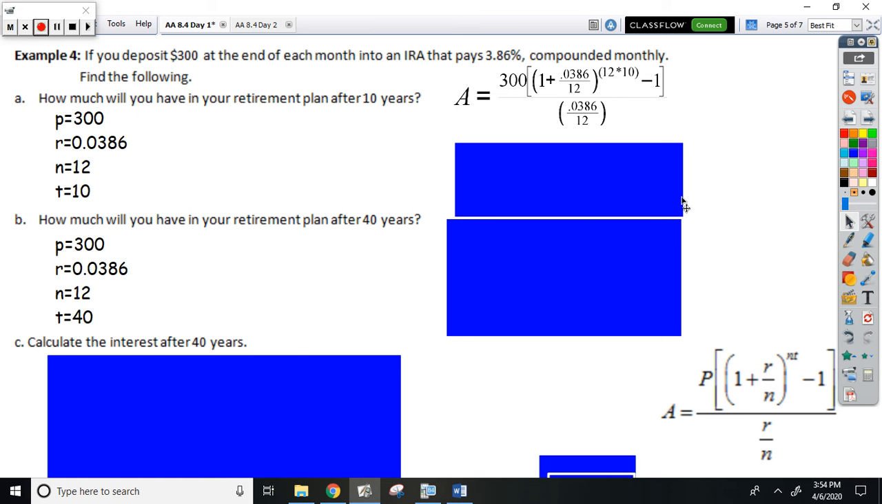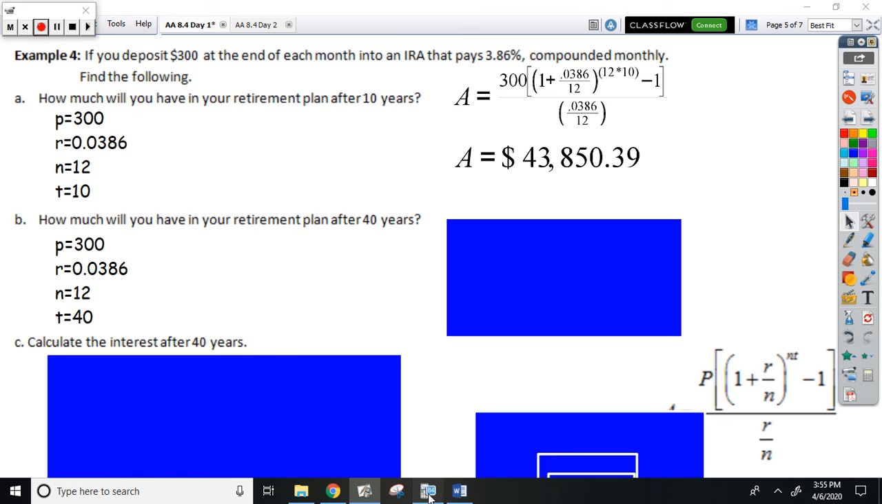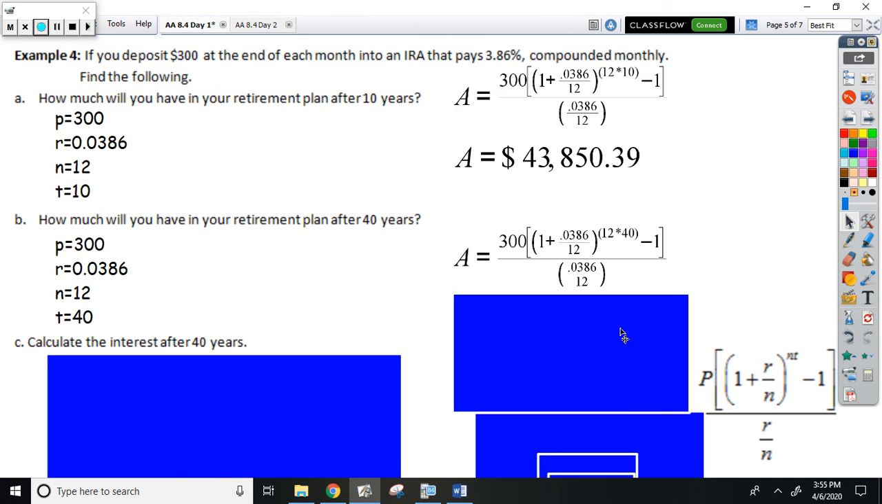So in the first one, we're using that same formula and just punching that in our calculator. I suggest you guys all practice on your graphing calculator before you go take the mini quiz, because the majority of students that get these problems wrong is because they can't type the buttons correctly in their calculators. So practice and make sure you know what you're doing before you start that mini quiz. And we should get $43,850.39. Now, for the second part, the only value that's changing is the 10 is becoming a 40.